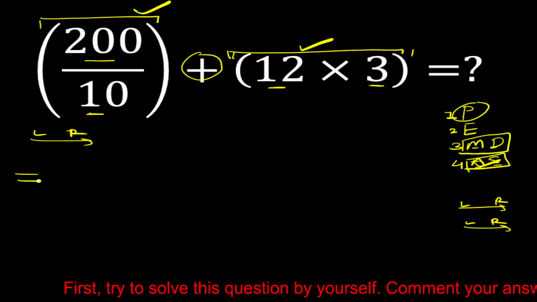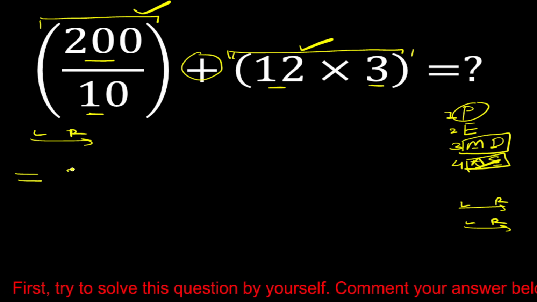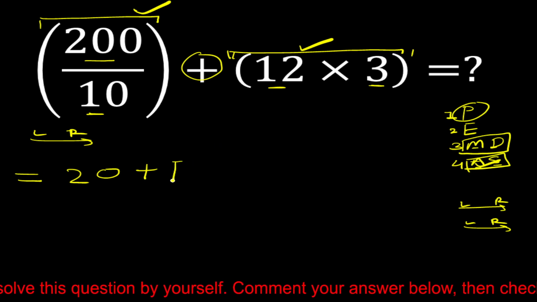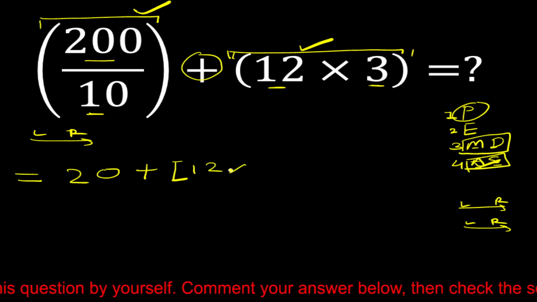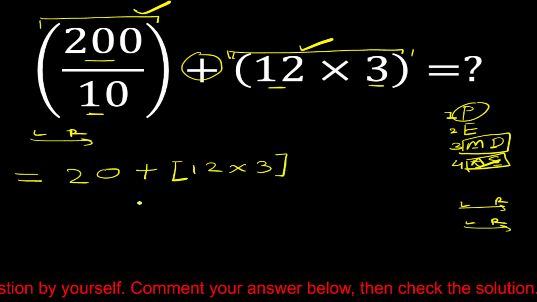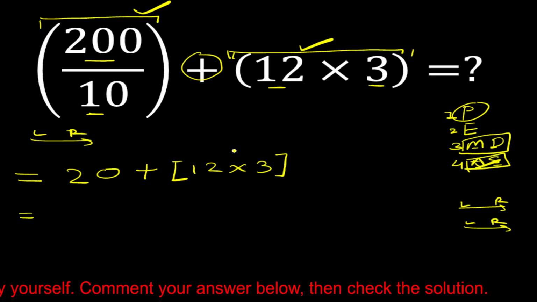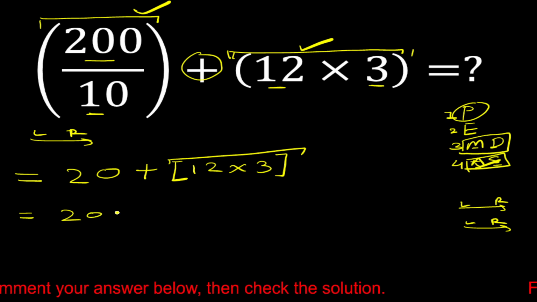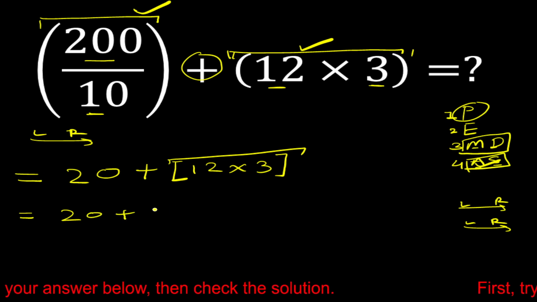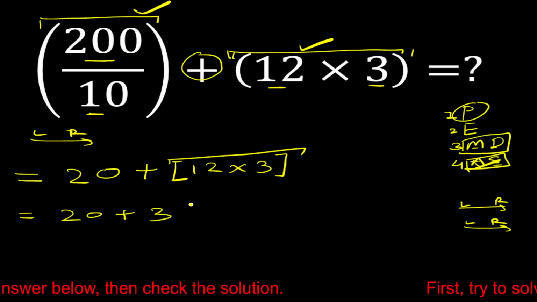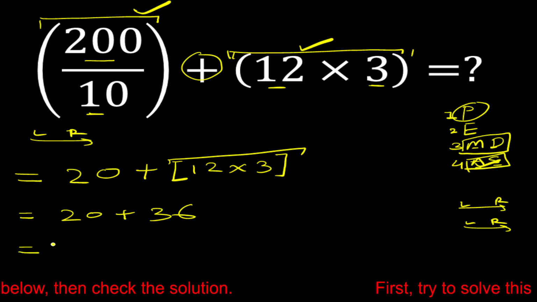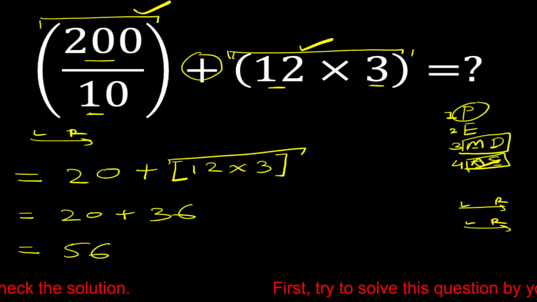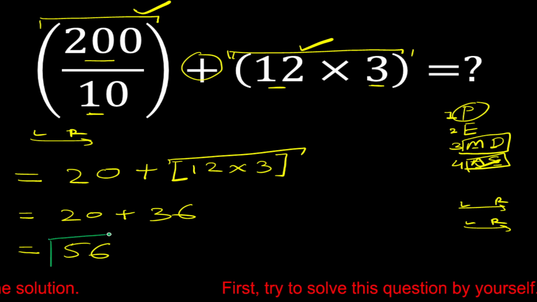Okay. So it is equal to 200 divided by 10 is equal to 20, plus in the parenthesis 12 multiply 3. Now solve this parenthesis. Okay, 12 multiply 3 is equal to 36. So now 20 plus 36 is equal to 56. Okay, so the correct answer is 56.